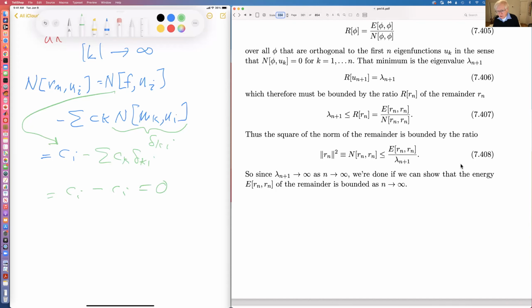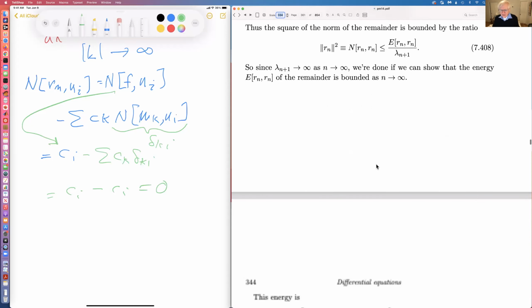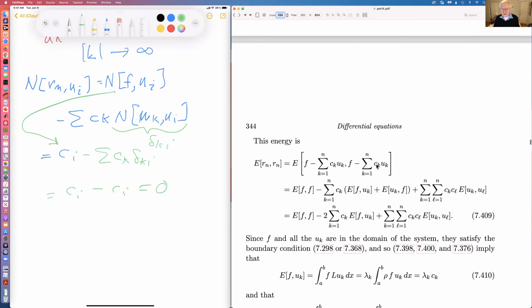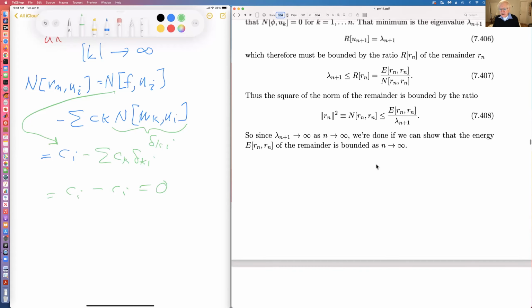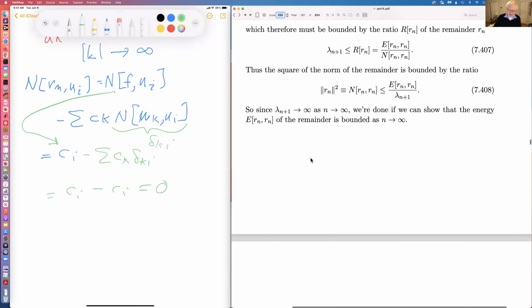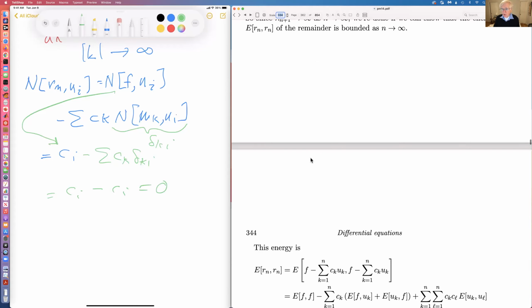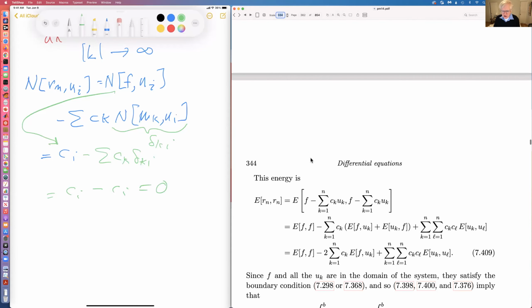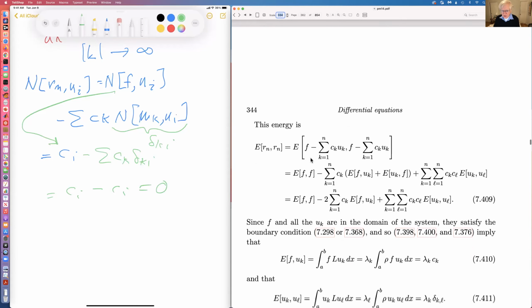And now, since this goes to infinity, Rn goes to 0. Now, we're done if we can show that this thing is bounded, that the energy of the error goes to 0, or at least is bounded. We don't even need to show that it goes to 0.